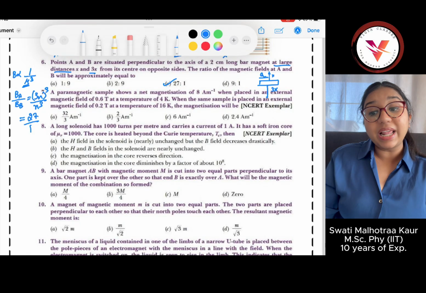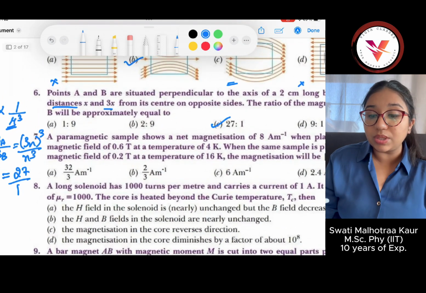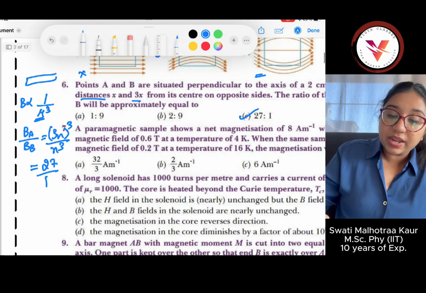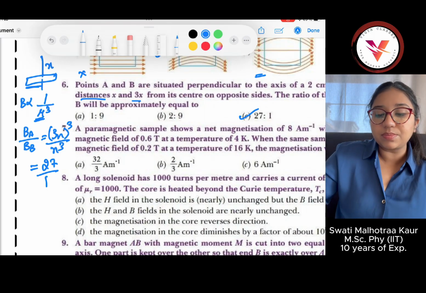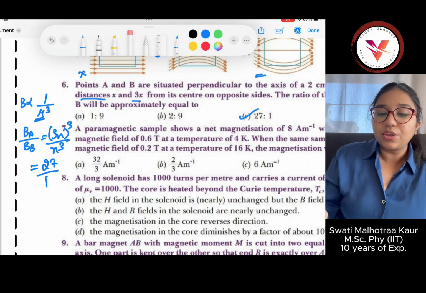If it is not a large distance, then you have to use the formula with a square plus x square raised to the power 3 by 2, where a is the distance from the midpoint of the bar magnet and x is this perpendicular distance. You can check the formula.